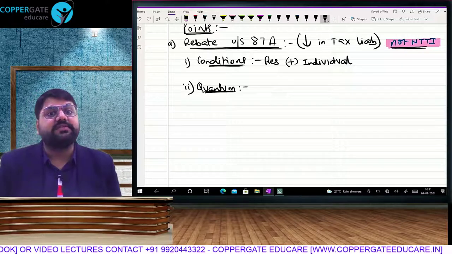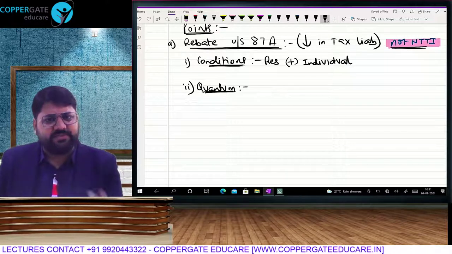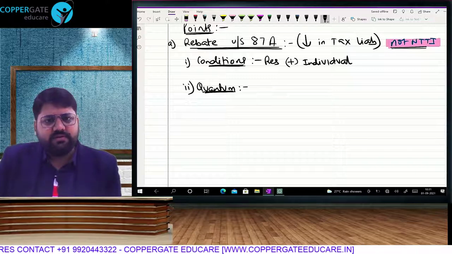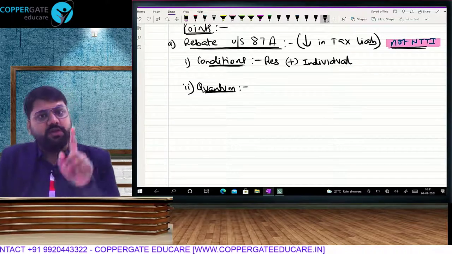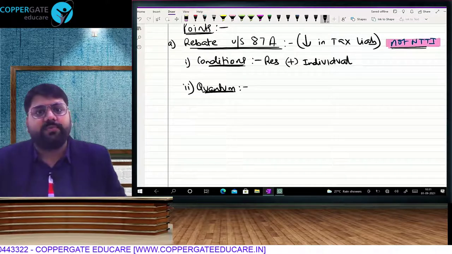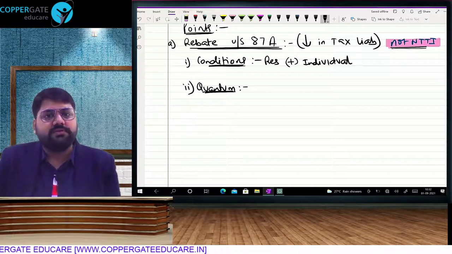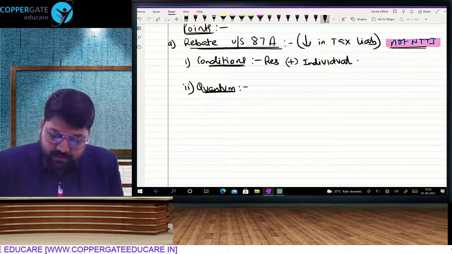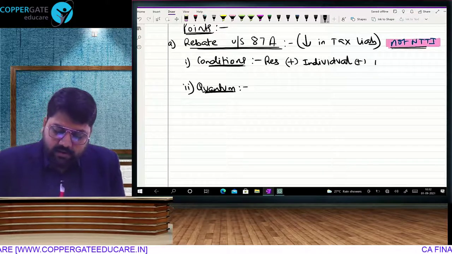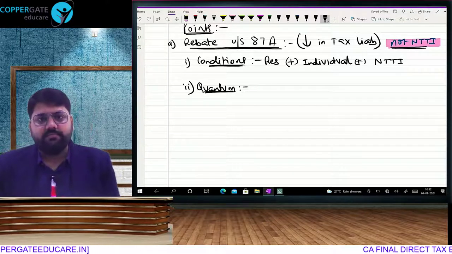If the assessee is HUF, company, or firm, we are yet to learn the tax rates. But one thing is for sure: for HUF, company, firm, AOP, or local authority, there is not going to be any rebate. Rebate will be allowed only to individuals. And third, rebate will be allowed if your net taxable total income.